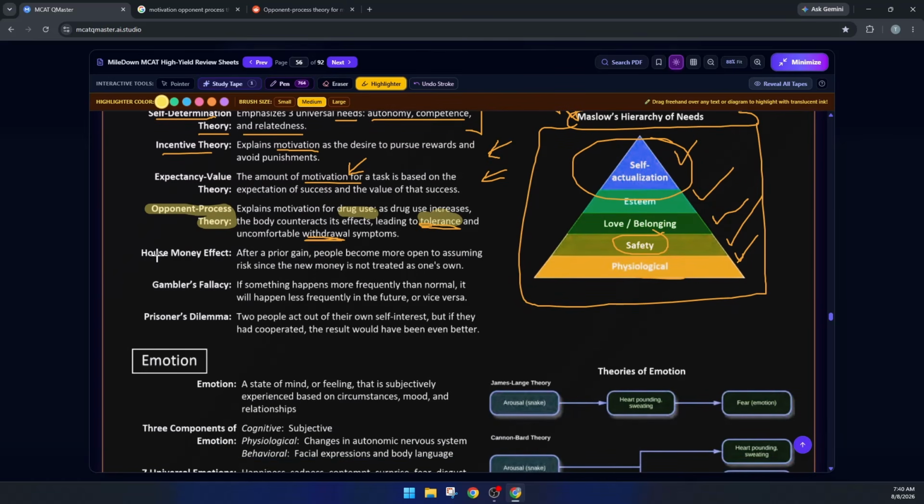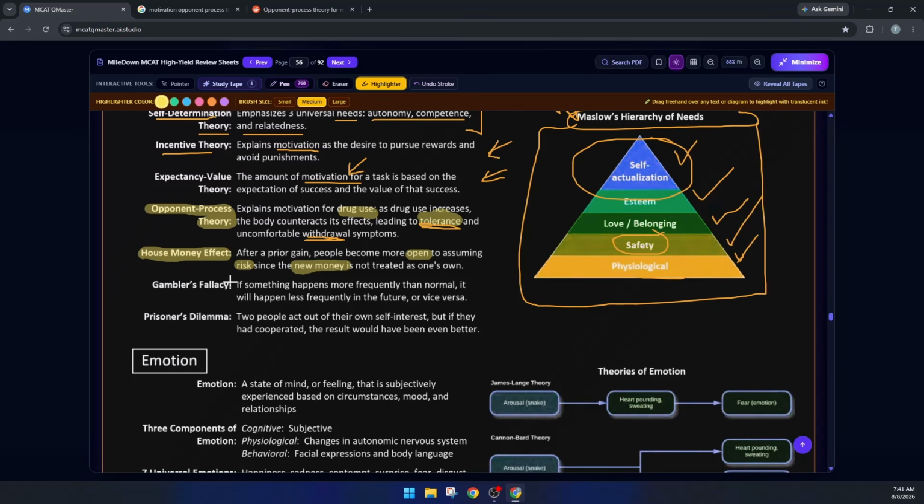Okay, next thing is house money effect. What is the house money effect? The house money effect is after a prior gain, people become more open to assuming risk since the new money is not treated as their own. So let's say you went to gamble or something like that, right? And you won a lot of new money. People are willing to take more risks because in their head, cognitively, they're thinking, this money is not actually my own. You can give yourself a lot more examples. There are probably a lot better examples.